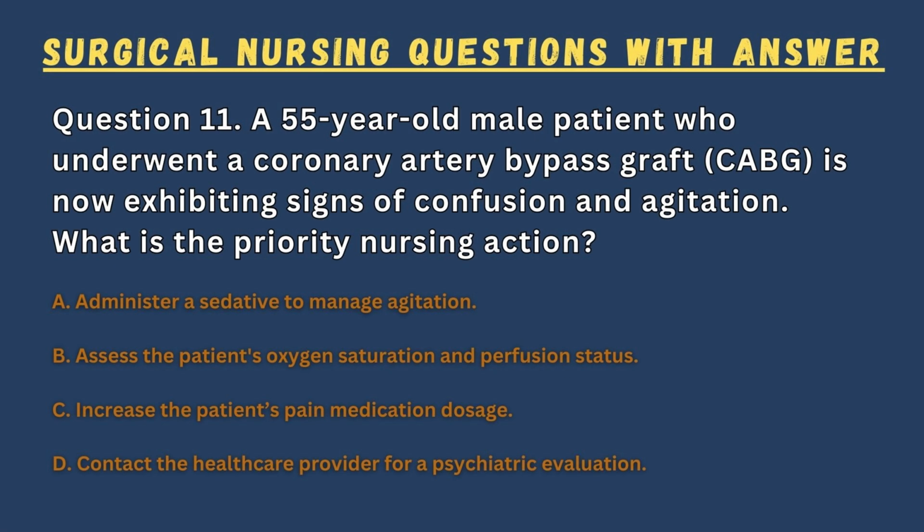Question 11. A 55-year-old male patient who underwent a coronary artery bypass graft (CABG) is now exhibiting signs of confusion and agitation. What is the priority nursing action? A. Administer a sedative to manage agitation. B. Assess the patient's oxygen saturation and perfusion status. C. Increase the patient's pain medication dosage. D. Contact the healthcare provider for a psychiatric evaluation.